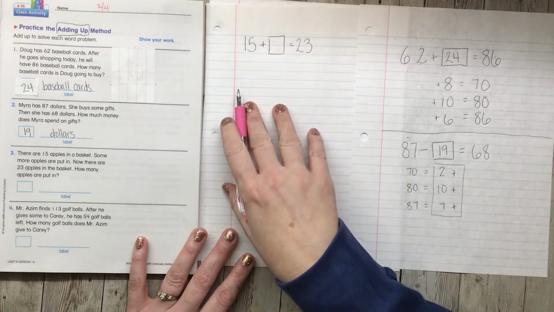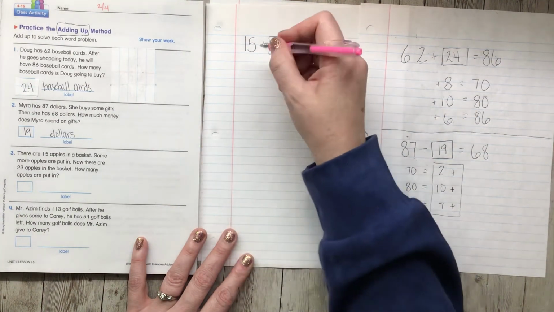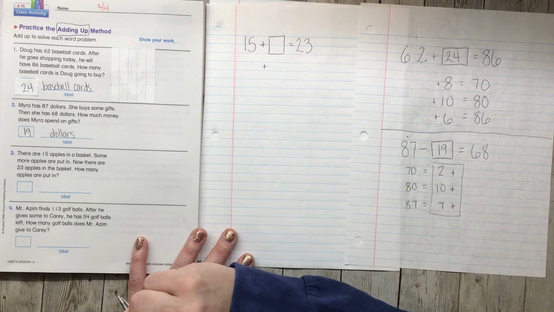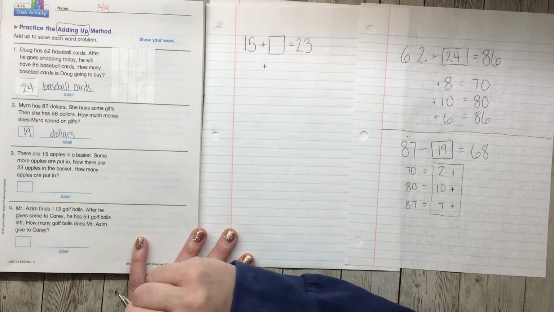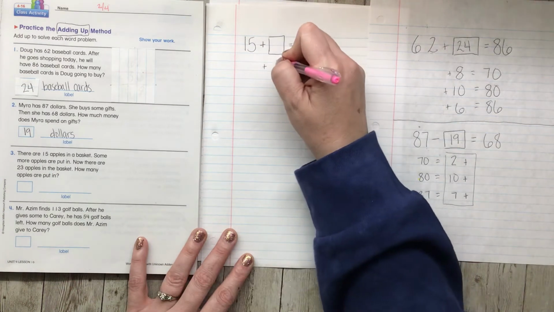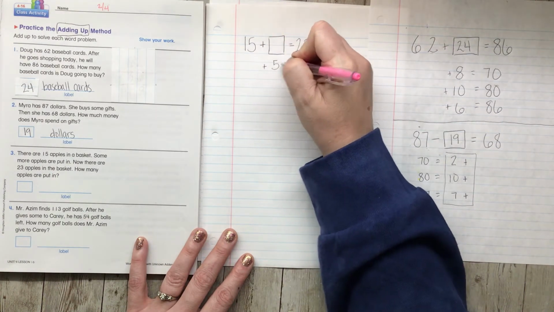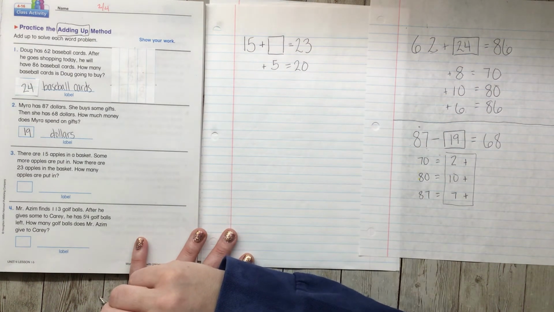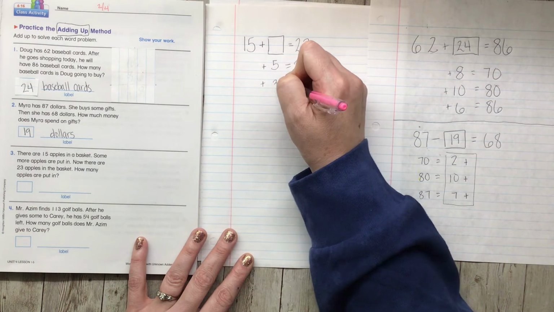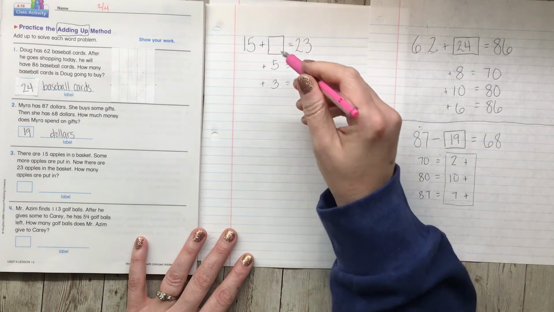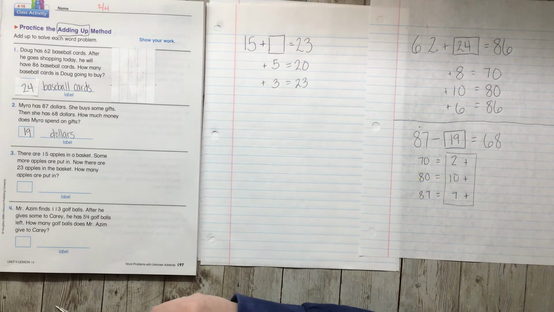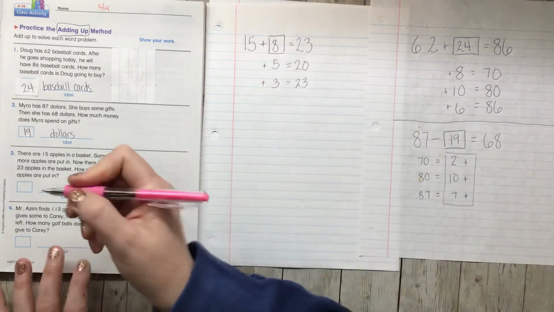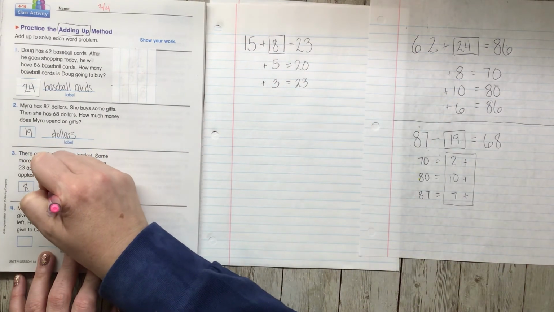All right, so just like before, we're going to get up to the nearest 10. That's the first thing we're going to do. So what would we have to add to 15 to get to 20? Okay, we need to get to 23. What else do we need to add to this? What number goes into our mystery box? All right, 8 apples.